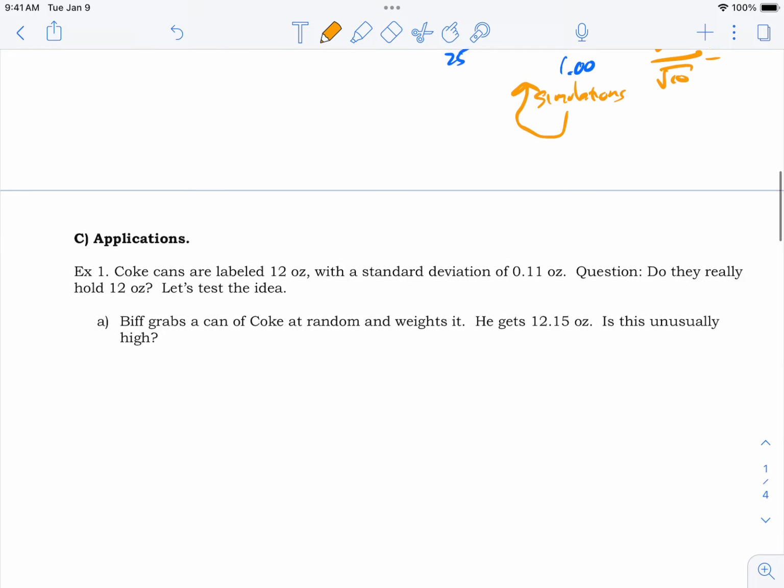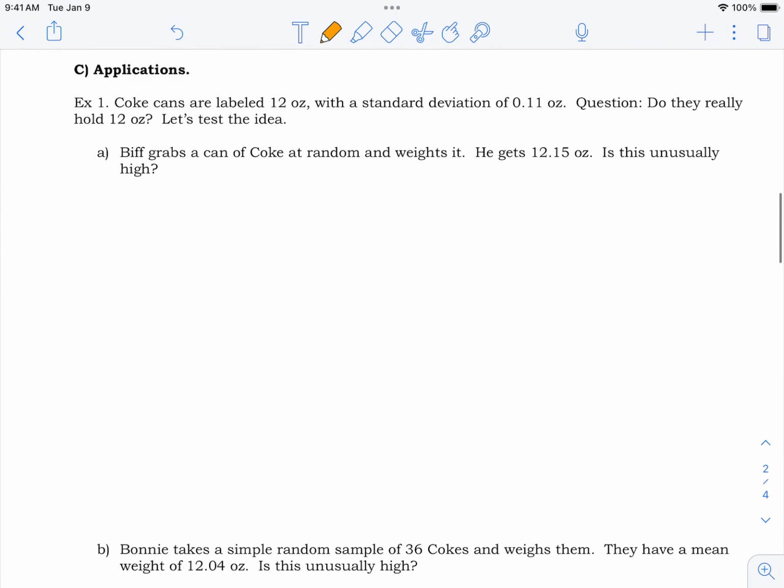All right, let's show you how this ends up affecting our lives. Okay, here's how this affects your life. So what do we got going on here? Coke cans are labeled 12 ounces. Standard deviation is reported to be 0.11 ounce.